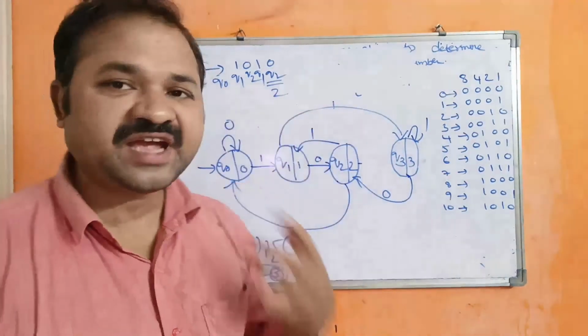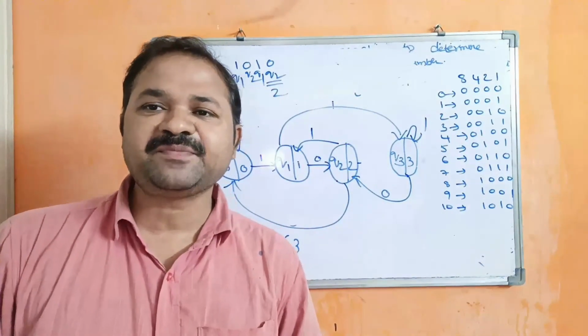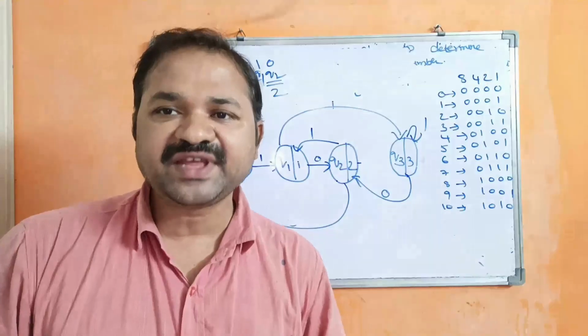So in this way we can design a Moore machine to determine the residue modulo 4 for any binary string.